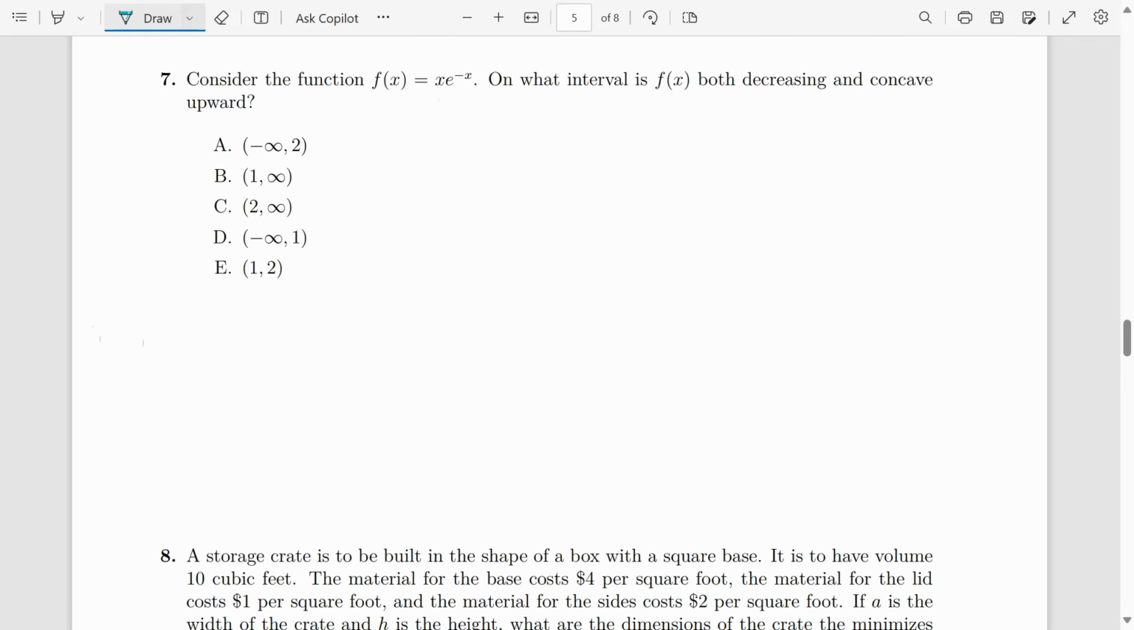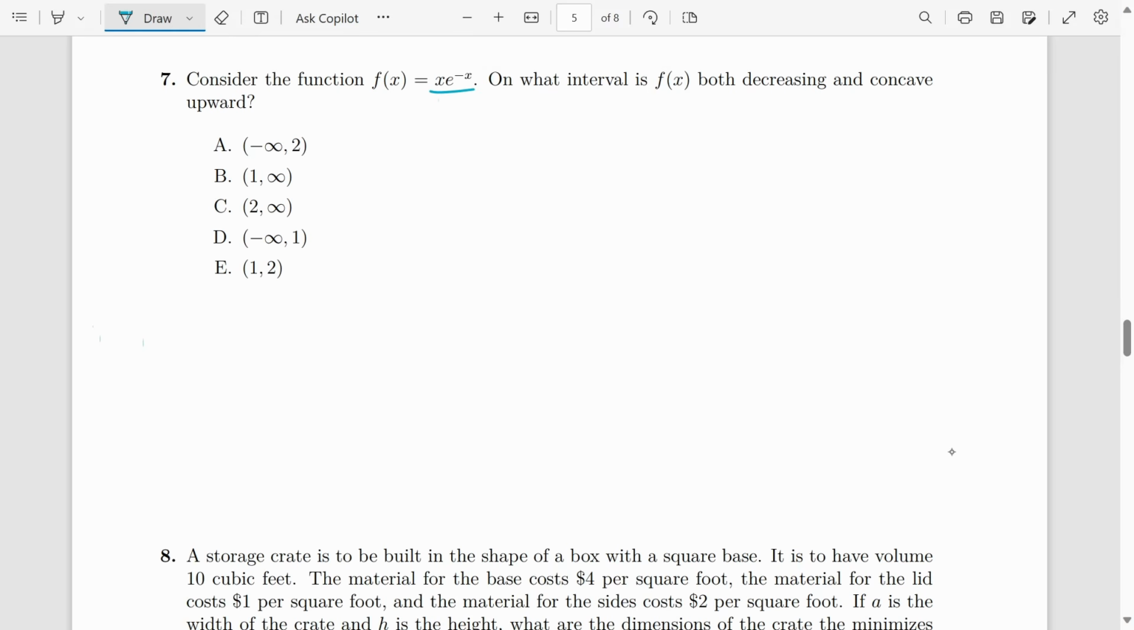Question 7. Consider the function f of x equals x times e to the negative x. On what interval is f of x both decreasing and concave upwards? Okay, wow. So for this problem, we need to find when f of x is decreasing and concave upwards.